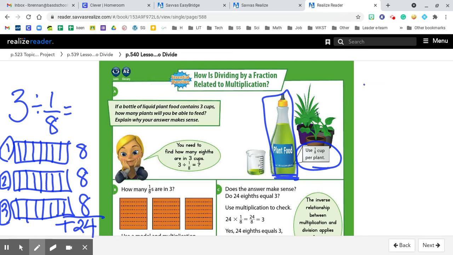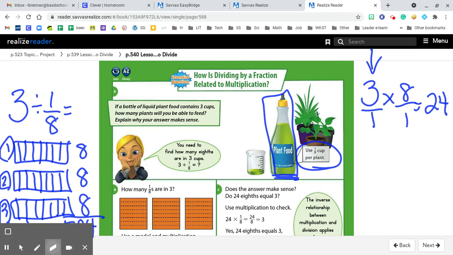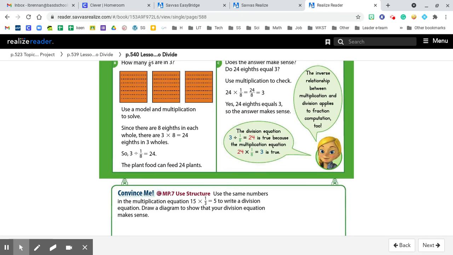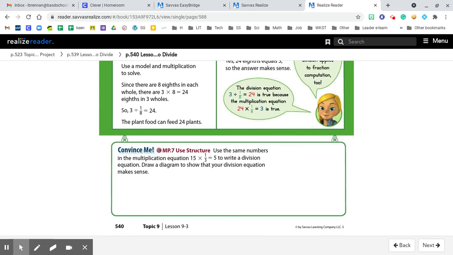Another way you can do this is use the inverse operation. So you leave the first fraction alone, you flip the second fraction, and you multiply. That's pretty much the 2 ways they're showing you here. I don't want to get you too confused. The inverse operation is something I'm showing you, but you can draw a diagram, and then you can check your work using multiplication. Use the same numbers in the multiplication equation.